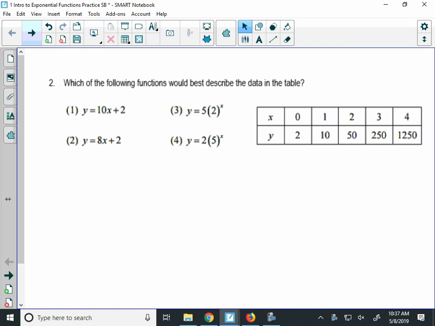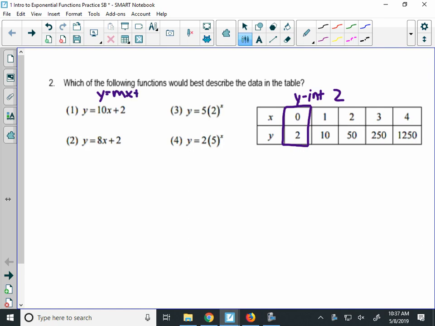Well, the first thing I would look at is the y-intercept, where x is 0. Here the y-intercept is 2. So I can cross off anything that doesn't have a y-intercept of 2. Both these linear functions, because they're in y equals mx plus b form, do have a y-intercept of 2, so let's leave them in. For the exponential, remember the y-intercept is the a, the starting value. So here, only number 4 is the exponential with a y-intercept of 2. So I've eliminated one choice.